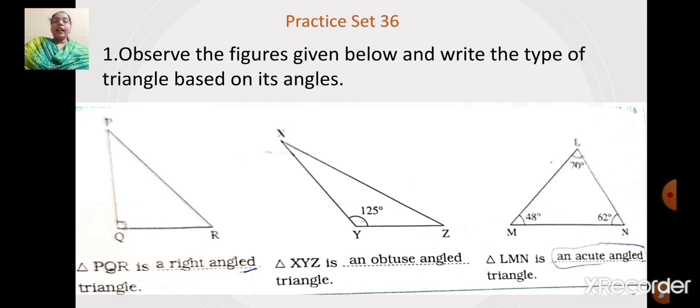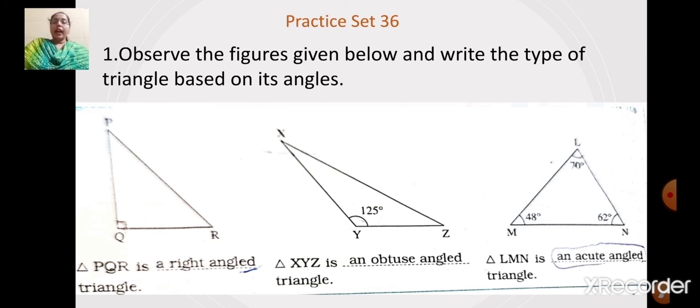Next, triangle XYZ. The measure of angle Y here is 125 degree, which is more than, very good, 90 degree. So it is an obtuse angle triangle. Okay. So we had learnt in types of triangle, you remember, children? Good. Now next is triangle element. All three angles are acute, that is less than 90 degree: 48 degree, 70 degree and 62 degree. So this is which type of a triangle, children? This is an acute angle triangle.